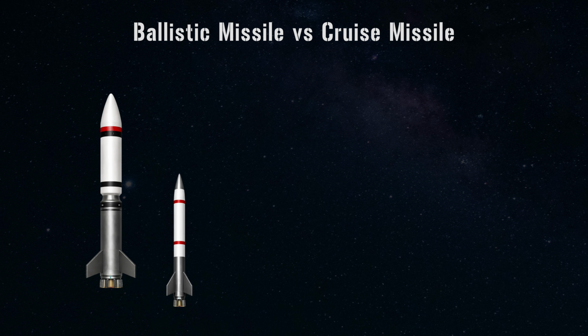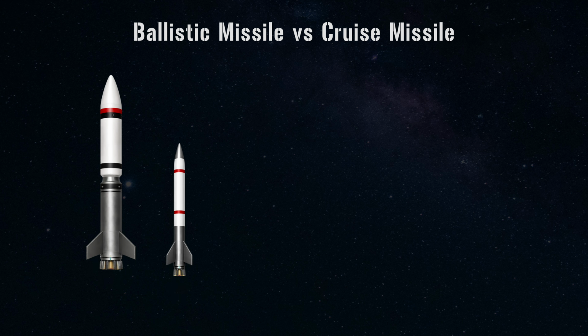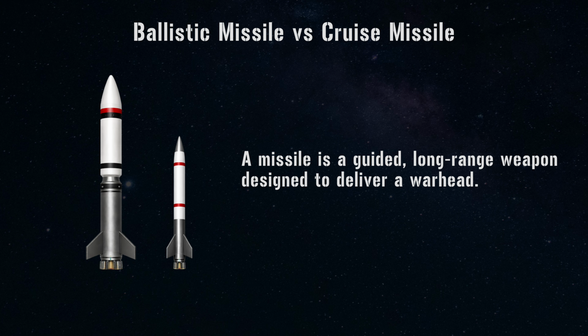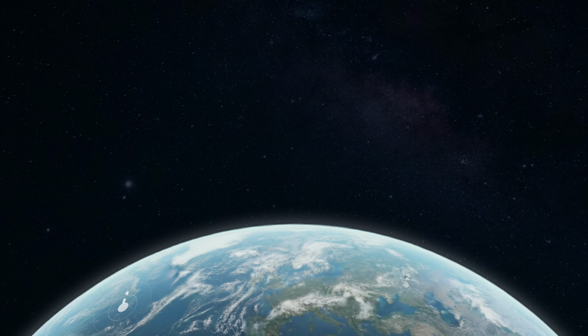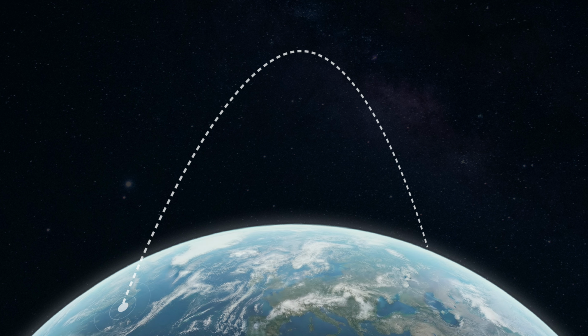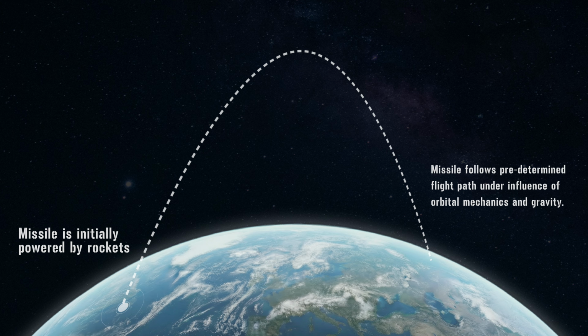In this video, we will understand the difference between a ballistic missile and a cruise missile. A missile is a guided, long-range weapon designed to deliver a warhead. A ballistic missile follows a parabolic trajectory. Initially, they are powered by rockets on their upward trajectory, and then the missile follows a predetermined flight path, governed by orbital mechanics and gravity. It can carry conventional explosives or nuclear warheads.